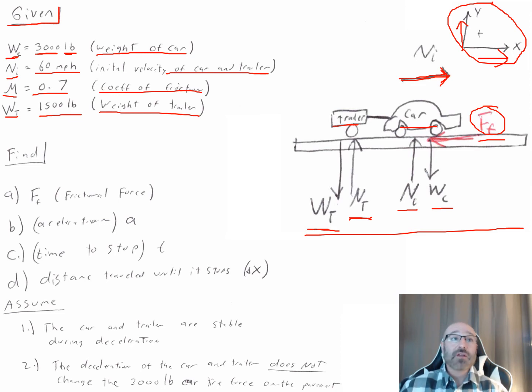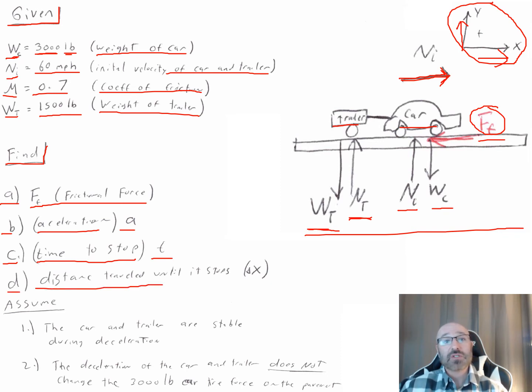So now I come down and see what did they ask me to solve for in this problem. Well, they asked me to solve for 4 different things. The first thing they asked me to solve for in part A here was my frictional force, which I'm calling F sub F. They also asked me to solve for my acceleration, A. Third, they asked me to solve for the time required to stop, my T. And in the last part here, D, they asked me to solve for the distance traveled until it stops, which would be my delta x.